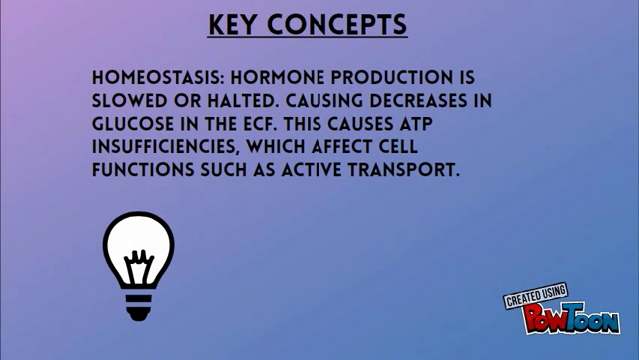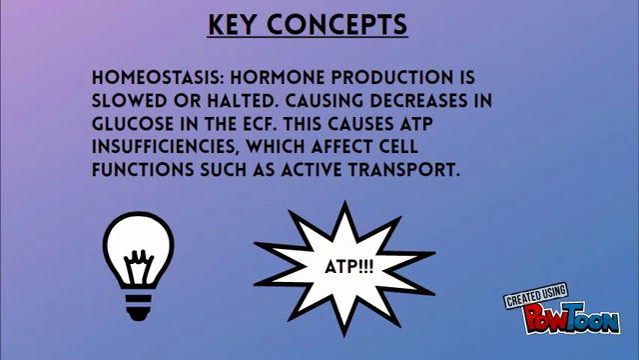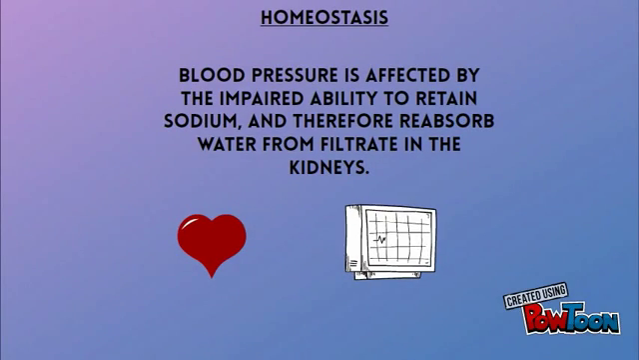Homeostasis. Homeostasis is affected in many ways during Addison's disease, but are based around a decrease or cessation of hormone production from the adrenal gland. Decreases in cortisol affects glucose levels in the ECF and leads to ATP deficiencies. Blood pressure is also affected because without aldosterone, the body's ability to retain sodium and water is impaired. This leads to changes in blood volume, which affects cardiac output.